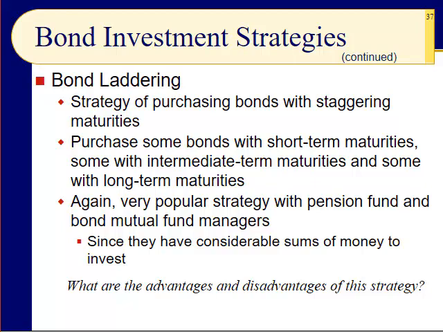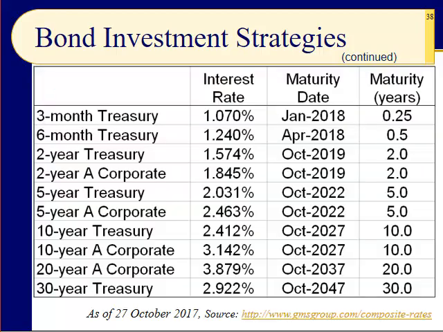Now, what are the advantages and disadvantages of this strategy? Well, let's take a look at a bond ladder. So here are our interest rates as of the 27th of October 2017. We would purchase some treasury bonds and some 2 to 5 year bonds and 10 to 20 and 30 year bonds. The advantage is that we're protected against interest rates rising because of our short-term securities. They're going to mature fairly soon, and then we could reinvest them at higher interest rates. But we're getting more yield from the longer term, although not much more, in my humble opinion.